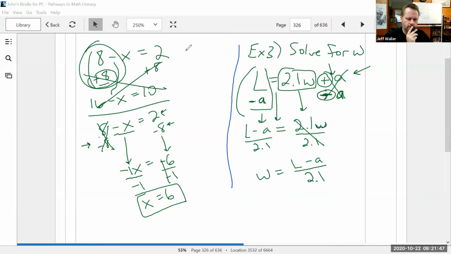All right, so I want to do one last thing with this problem with the L's and the A's. I'm going to erase all this. This stuff here is going to start to go away.